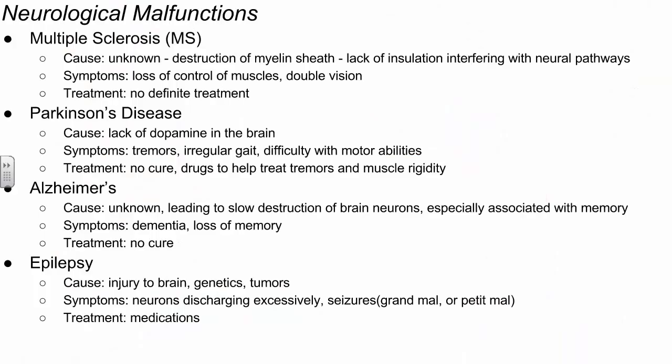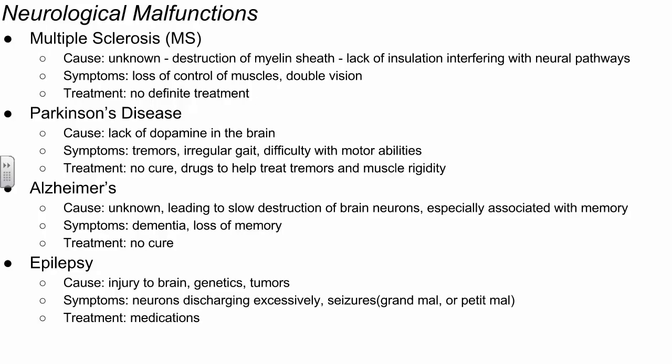A few more. MS, multiple sclerosis, you may have heard of, a fairly common neurological disease. MS is caused by the autoimmune destruction of the myelin insulation that surrounds neurons. We know that myelin helps nerve impulses pass more quickly and more efficiently down the neuron, and if that myelin is damaged or destroyed, it leads to problems in the transmission of these neurological impulses. It doesn't really have a definite cure or treatment.